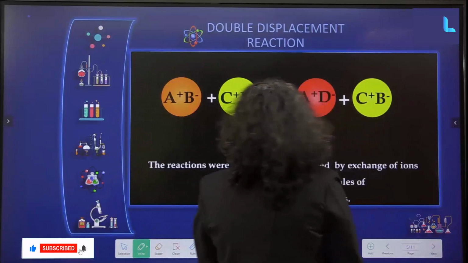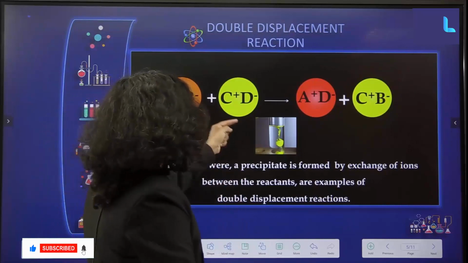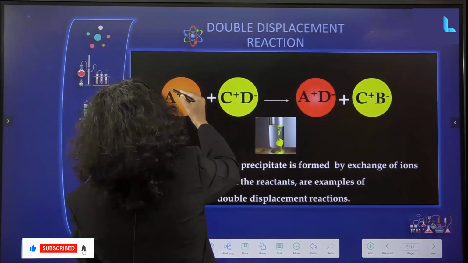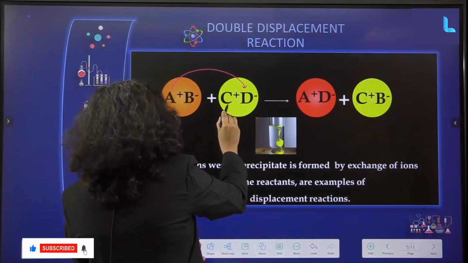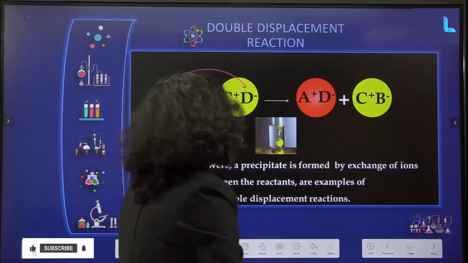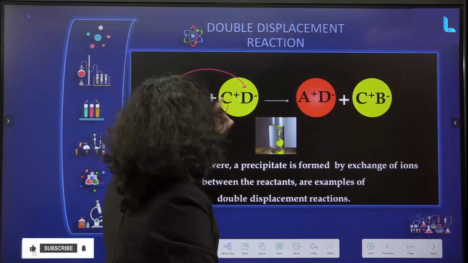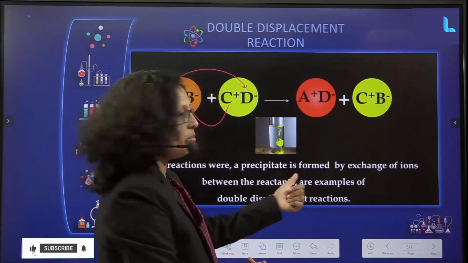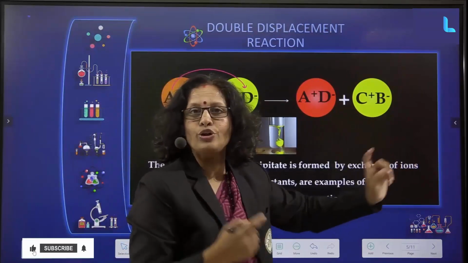Let's see now how the reaction takes place. Say A is positively charged and B is negatively charged, C is positively charged and D is negatively charged. So what will happen? A is combining with D, as opposite charges attract, positive with negative. Then C, which is positive, will combine with B minus. Like that you get AD and CB as products. So in this reaction the precipitate is formed by exchange of ions. Positive and negative ions are exchanged between the reactants, and now you get a totally new product.